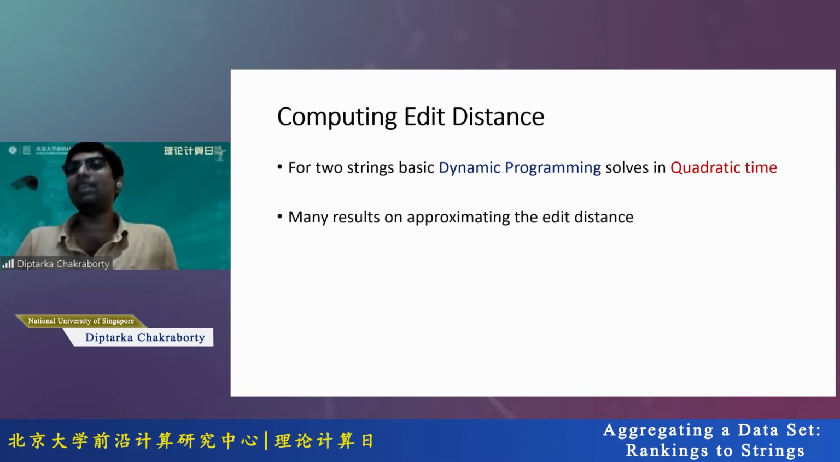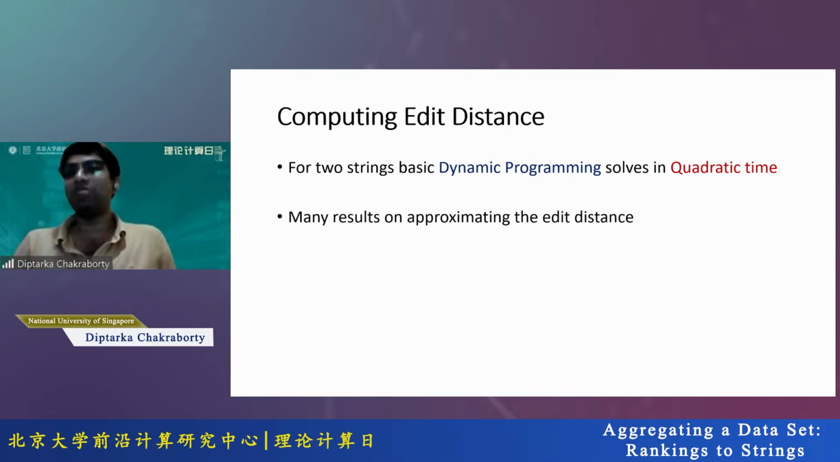So quadratic in the length of the input. And unfortunately, for exact computation, this is roughly the best thing we can do so far. Not much better we can do. But on the approximation side, there are lots of results. But I am not going to talk about that, because this talk is not about approximating edit distance.